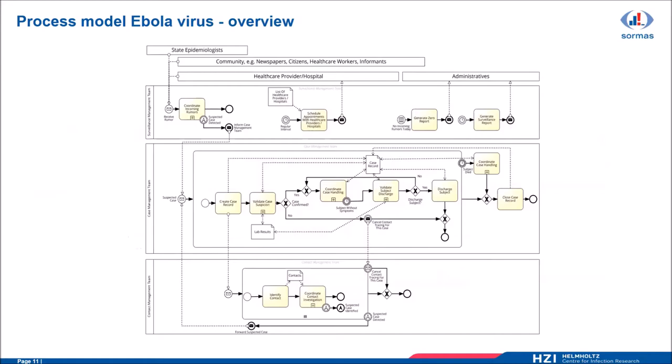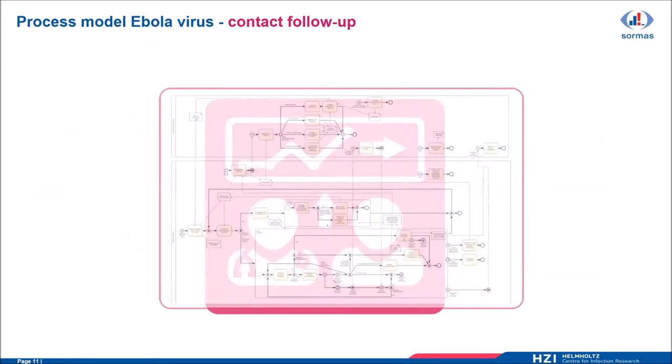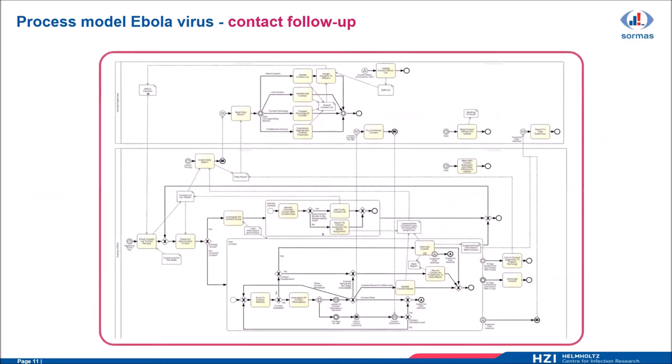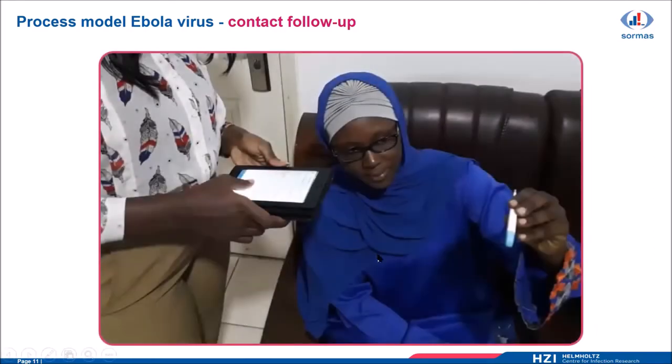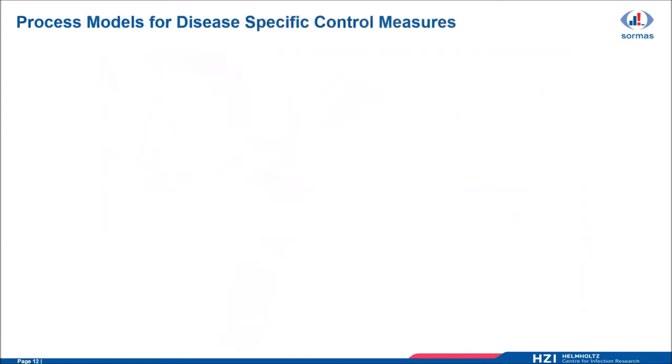And if you look at this as an example, below here you have the contact follow-up, and when you go into that process, you have a sub-process that tells exactly the different scenarios on what SORMAS is able to achieve. And this is all programmed into SORMAS by users and by disease. So this gives you an idea. This is an example of a contact follow-up officer who is doing a contact follow-up visit.